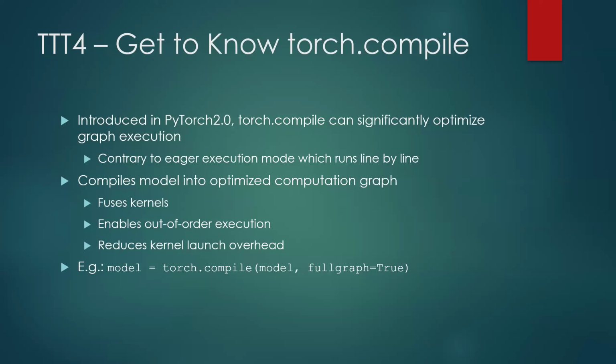TTT4, get to know torch.compile. Introduced in PyTorch 2.0, torch.compile converts your model into an optimized computation graph using mechanisms such as kernel fusion and out-of-order execution. This is contrary to PyTorch's default eager execution mode that executes your model line by line. Torch.compile is an extremely powerful optimization technique, and it continues to evolve and improve with each PyTorch release.